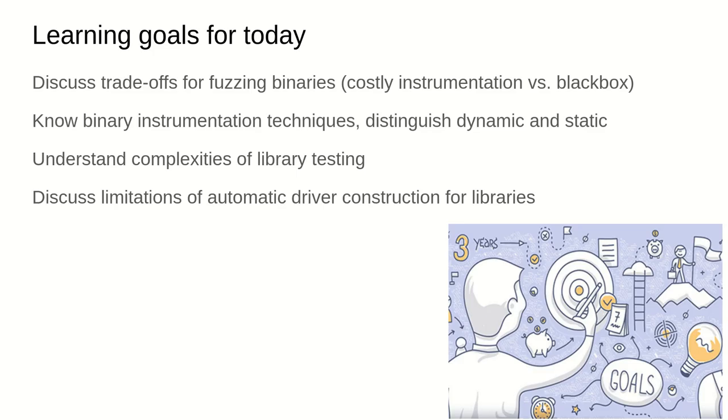The learning goals for today are as follows. First, we want to be able to discuss trade-offs for fuzzing binaries, especially if you look at costly instrumentation versus black box fuzzing. Know the binary instrumentation techniques, and especially distinguish between dynamic instrumentation and static instrumentation, and know the different trade-offs. Understand the complexities of library testing, and especially the LLVM LibFuzzer implementation of library testing. And then discuss limitations of automatic driver construction for libraries.